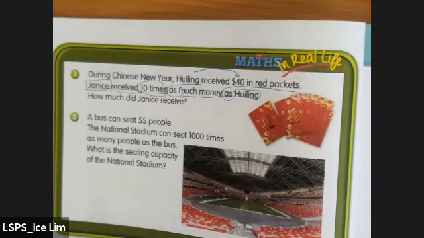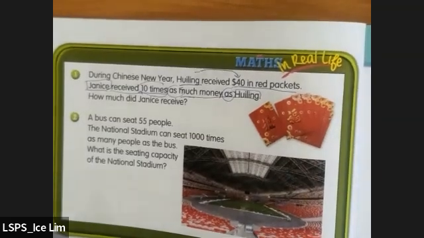Easy? Okay. If I want to draw this out, how can it look like? I can use a unitary model. I can draw one big angpao showing Hui Ling's $40. Then if Hui Ling is one big angpao of $40, how many angpao for Janice? 10 of it, 10 of the $40. Okay, so what's the answer? Okay, cool. Easy? Okay, next one.